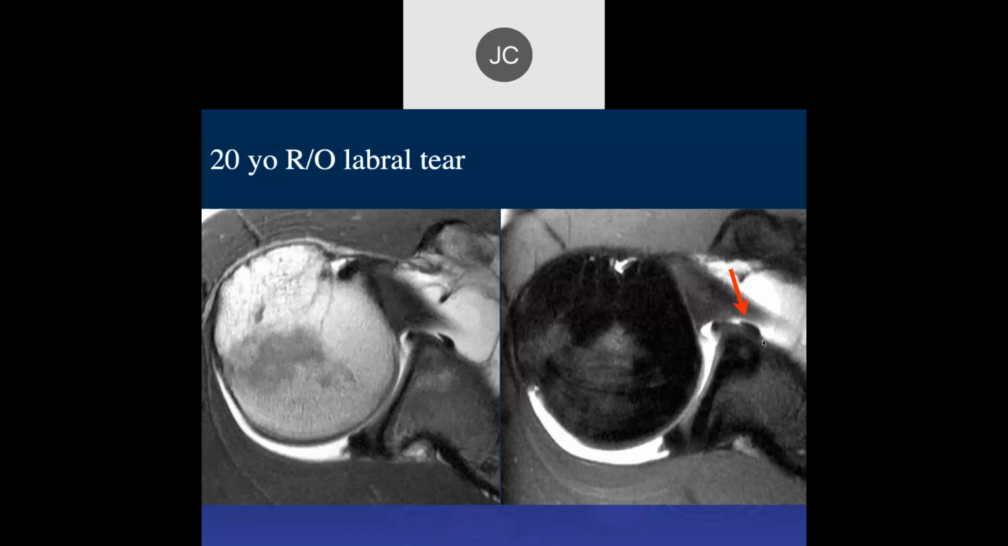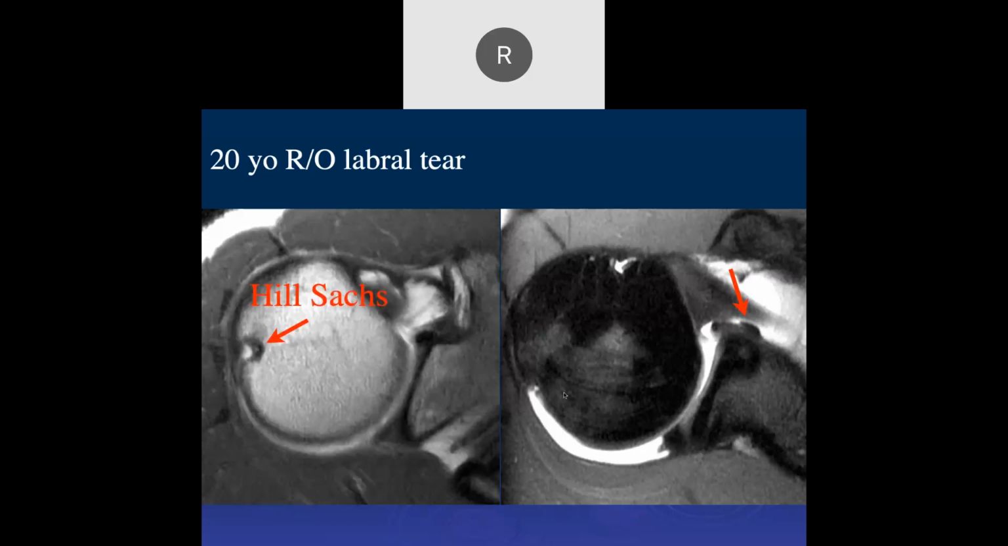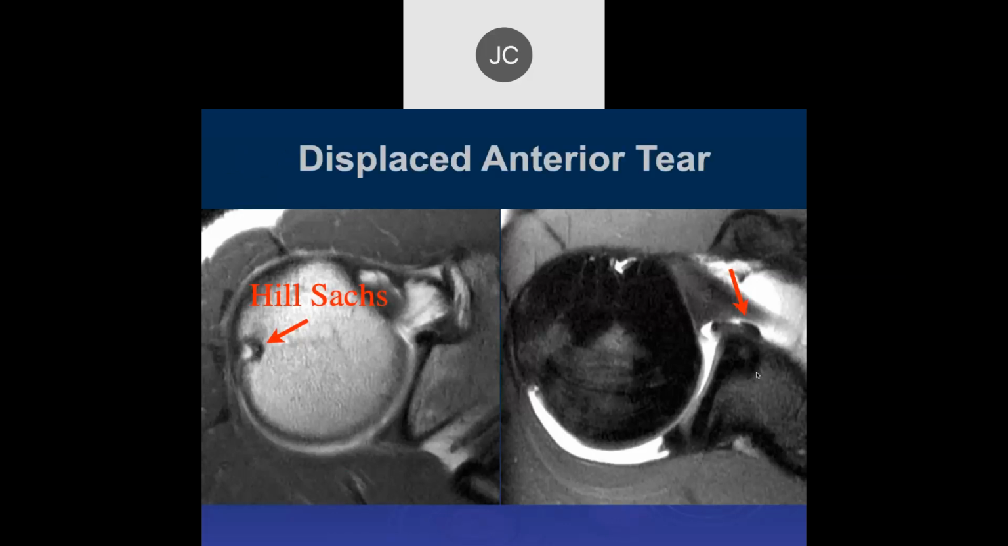Is that maybe a piece of the labrum? Okay, right. And then we can see that there actually is a Hill-Sachs in this case. So you're right, this patient had an anterior dislocation. This is a displaced anterior labral tear, and it's not uncommon for these tears to break off, displace, and then adhere to the anterior aspect of the glenoid in this location. We can see there's a little bony injury here as well.